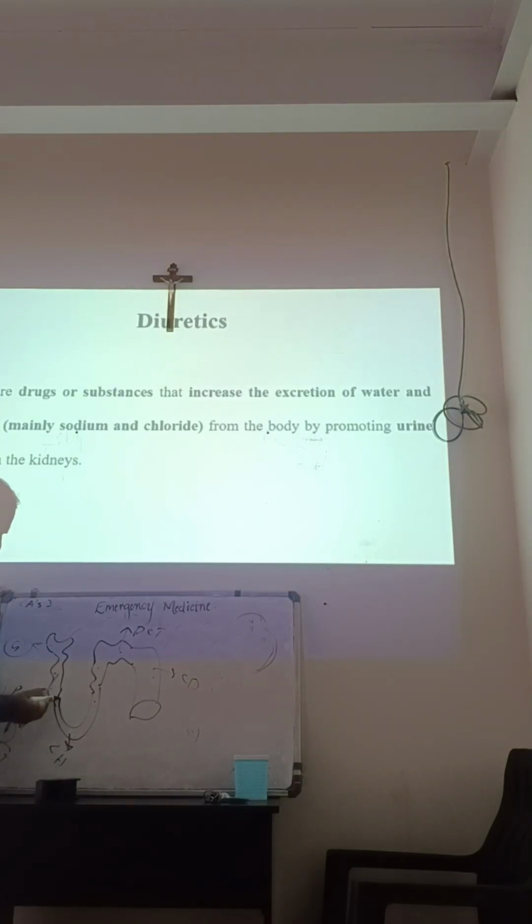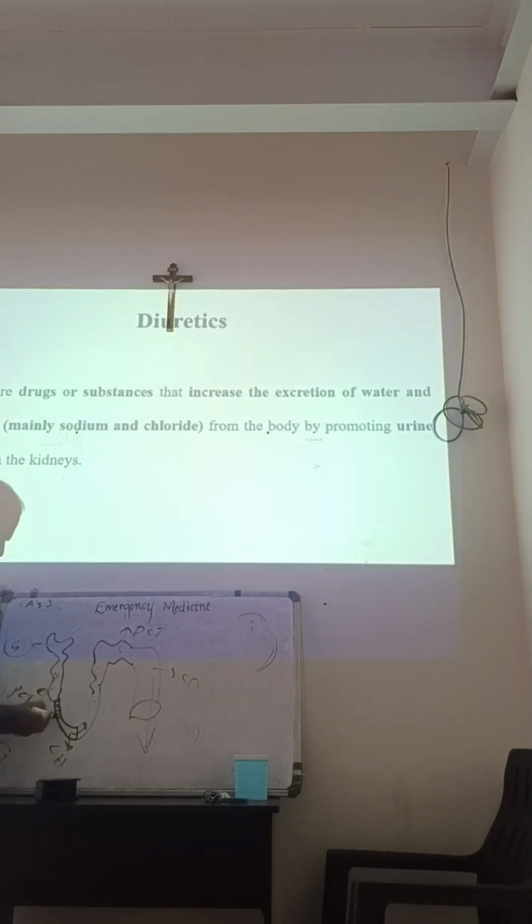Site number 2: this part of the segment is permeable to water. Once the water crosses this segment, nowhere does it get absorbed, it has to go in the urine. But this is the only section where the water can get reabsorbed. It's a water permeable segment. So here, when a diuretic acts, that is called an osmotic diuretic. This is there for your syllabus. So this is site number 2.